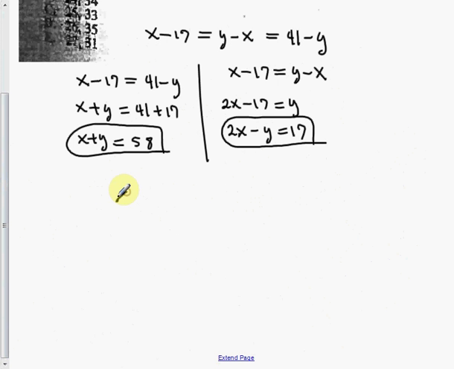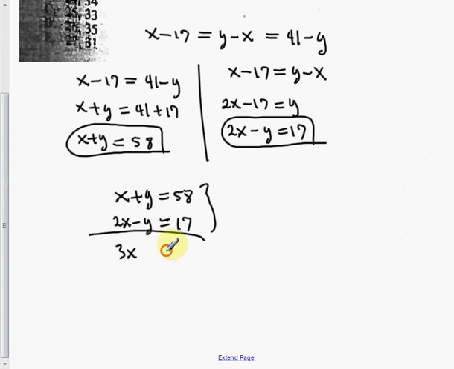Now you can do that. This is x plus y is equal to 58, and this is 2x minus y is equal to 17, right? So you can solve that. Notice this is plus y and this is minus y, so if I add the corresponding parts, x plus 2x gives me 3x, and y minus y goes out. Then I add 58 plus 17, which is 75. So 3x is equal to 75, and x is equal to 25.